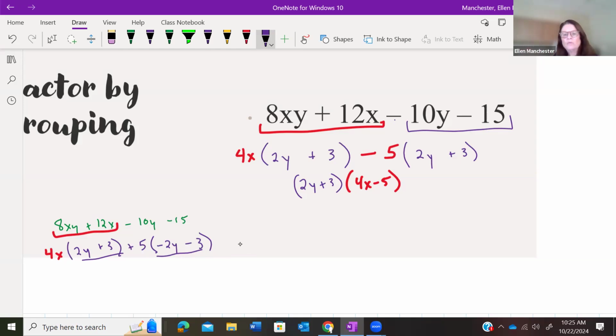The reason that works bringing this negative is because I brought the negative down. So now it's negative 5 times 2y gives me negative 10y. And negative 5 times a positive 3 gives me a negative 15. So if you use this middle sign, it takes care of the sign issue. Okay? You will not end up with something like this where these are not identical. They have to be identical, same signs, same values, same variables in order for factoring by grouping to work. So we're good.